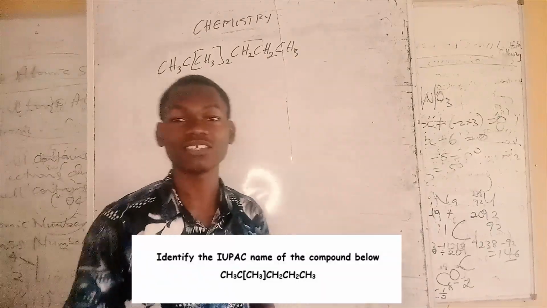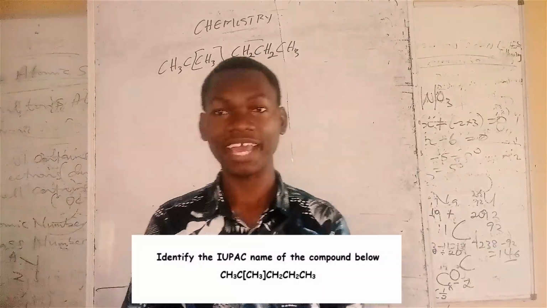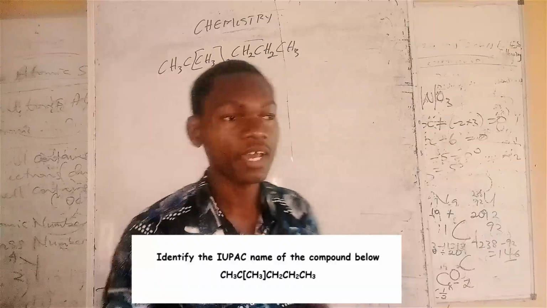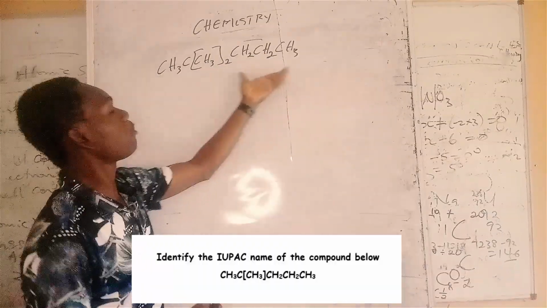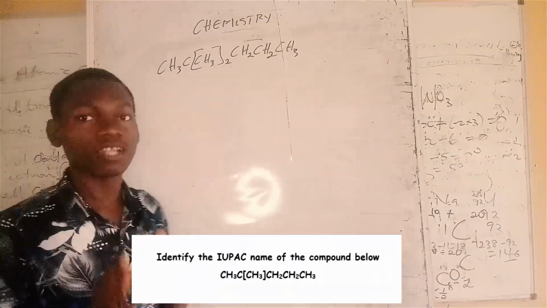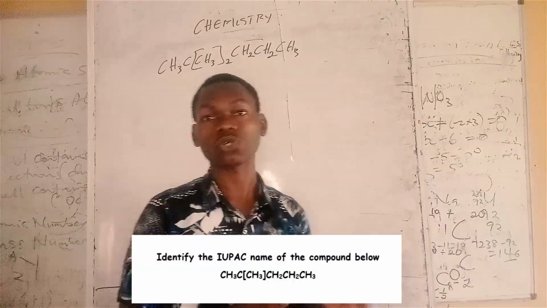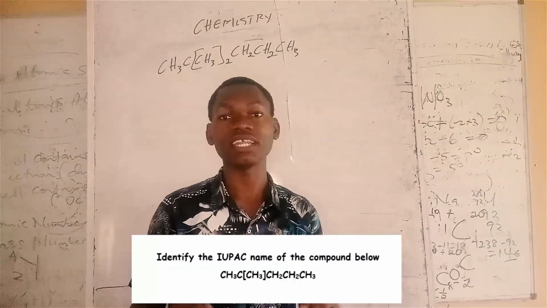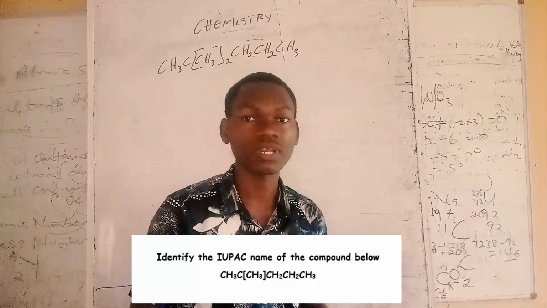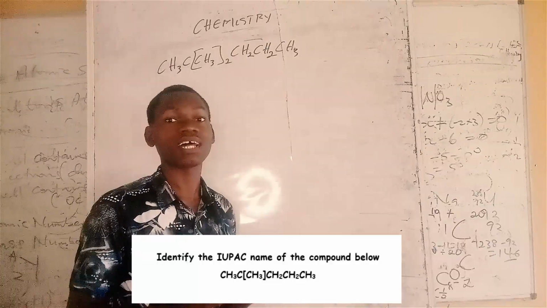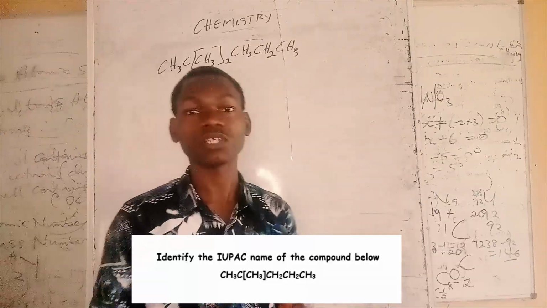We are asked to identify the IUPAC name of this compound. It's an organic compound; you can see a lot of carbon and hydrogen in it. So let's quickly do that. For us to be able to identify this compound properly, the first thing we have to do is to expand this structure and then know what it looks like.